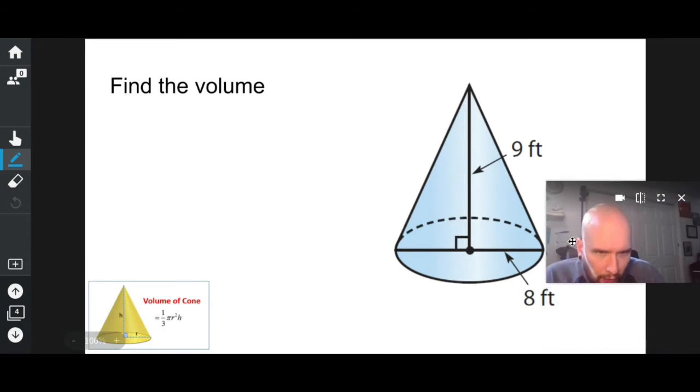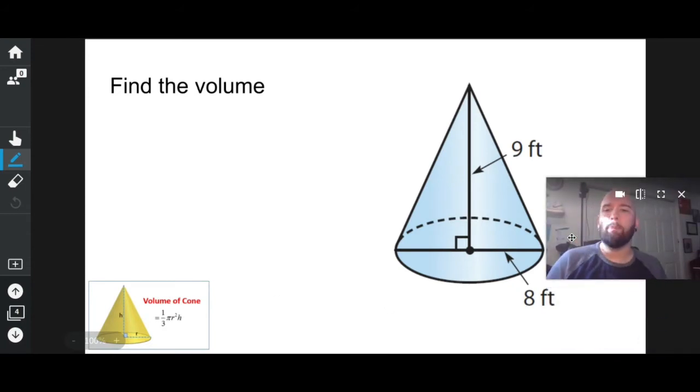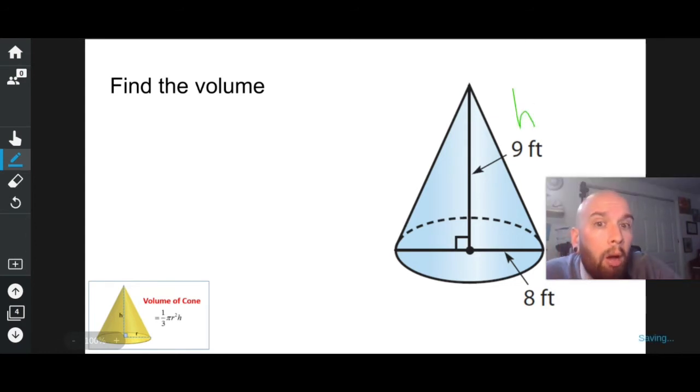All right, so I have the height right there. It's 9. I don't have the radius. I have the diameter. The diameter is the entire way across. I don't want the diameter. I want the radius. The radius is literally half of that diameter. So my radius is going to be 4 feet.